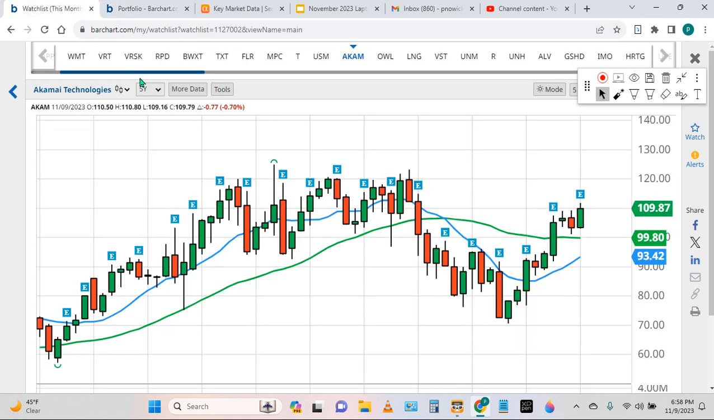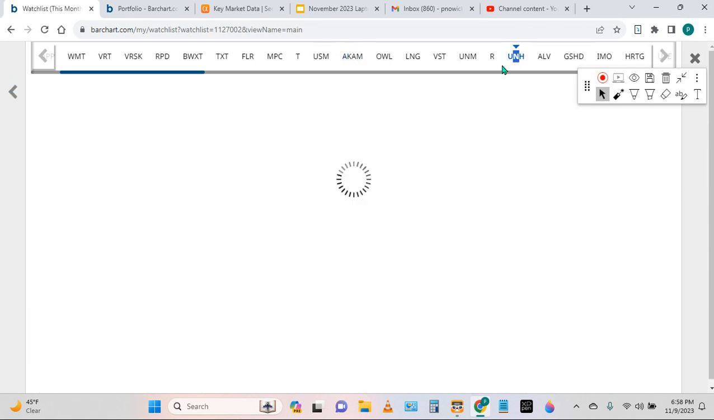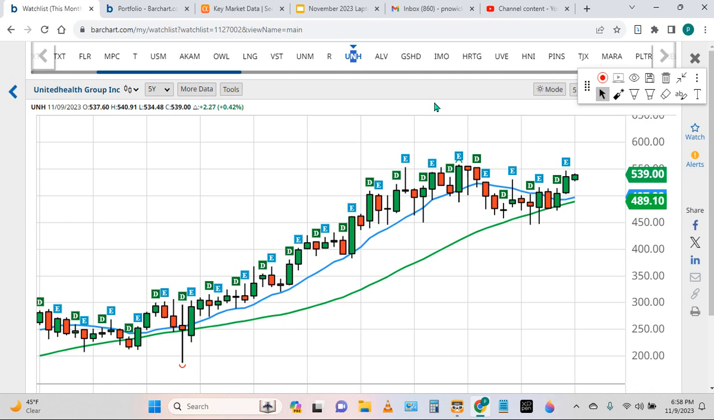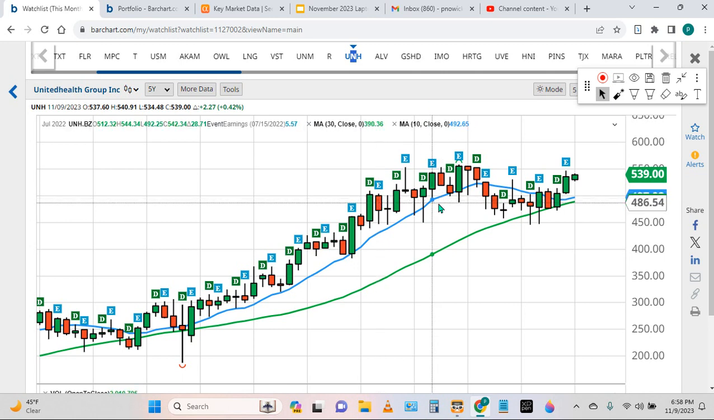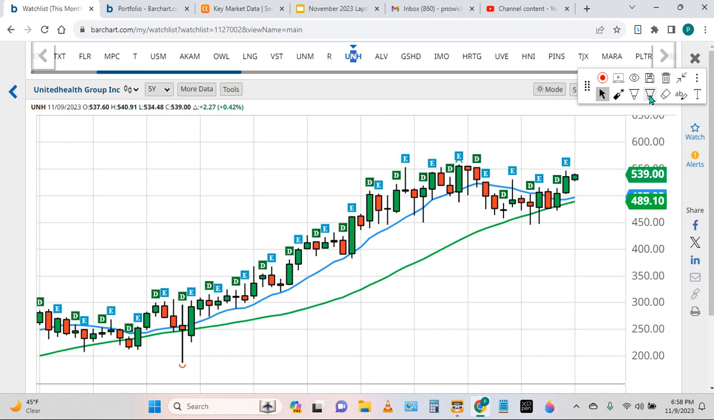Let's take a look at maybe another idea for a pricing zone. I'll give you guys a good example. Let's take a look at United Health Group. So now this works both ways. So not only do we look for buying zones, but we can look for areas of selling, right?